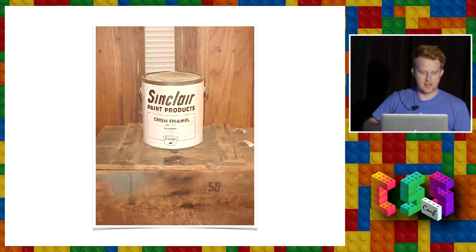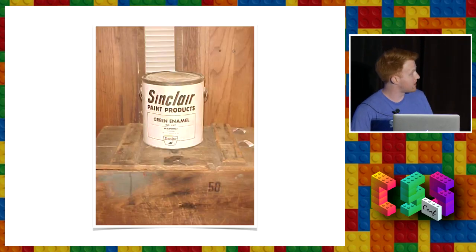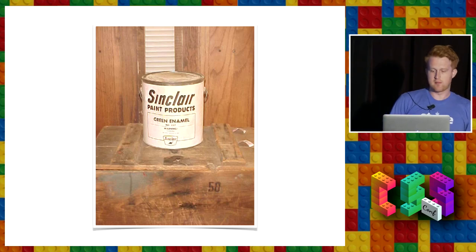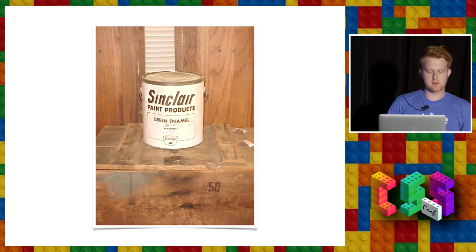This is Sinclair paints, green enamel specifically. The Sinclair Oil Company is that dinosaur logo at the bottom. They were sold in 1994 by Sinclair Oil for $51 million because they violated the Childhood Lead Poisoning Prevention Act of 1991.